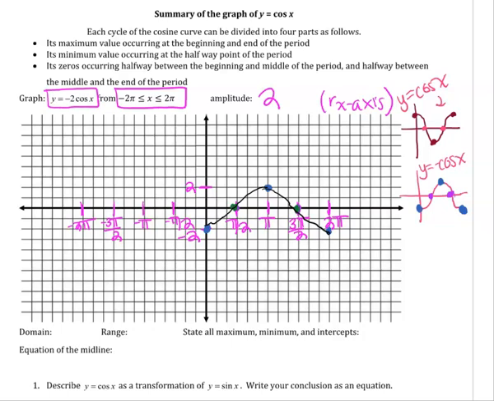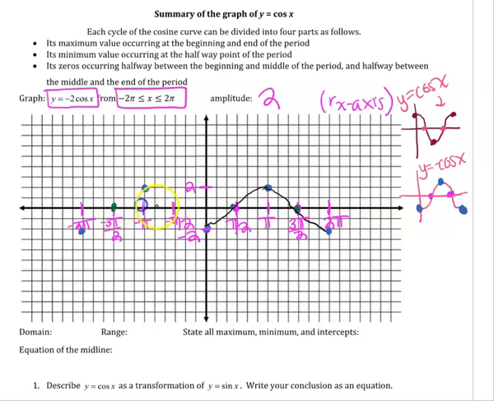All right, now I just have to repeat this exact same process, but in the negative direction. Here's the good news. Again, it's still the same pattern. Beginning, end, halfway. So you're hitting a max at -pi.